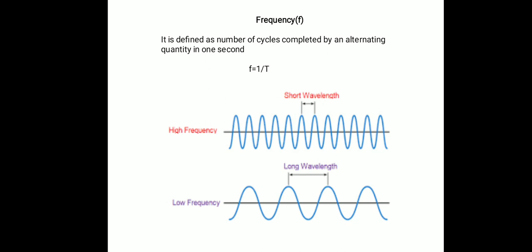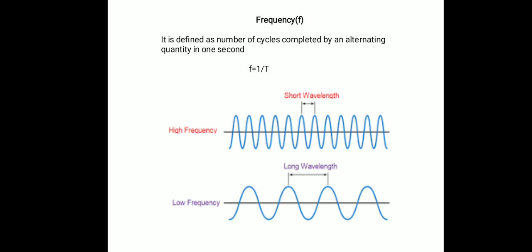So what is basically frequency? Frequency is nothing but the number of cycles completed in a second. How many cycles that AC quantity can complete in 1 second, that number gives us the frequency, and line frequency is 50 hertz, 50 cycles completed in 1 second.